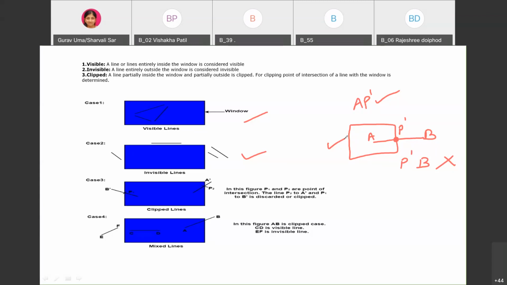In case 4, the line EF is totally outside the window, hence it will be discarded. It will be invisible because it is outside the window. Now see line CD. Line CD is completely inside the window, so it is visible, and line AB is partially inside, partially outside. Now in this case, what do we have to do?